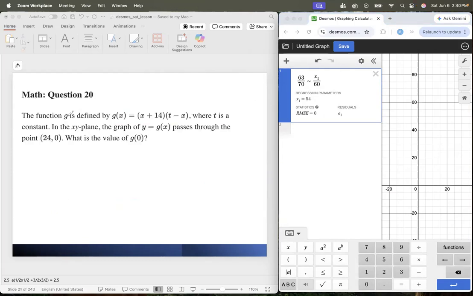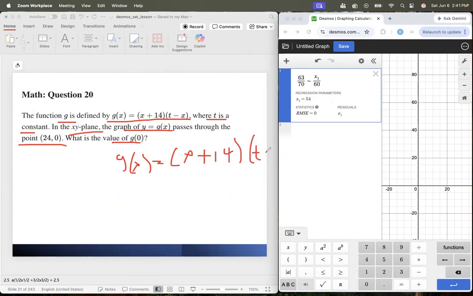Question 20. G is a function defined by this, where t is a constant. In the xy plane, the graph y equals g of s passes through this point. What is g of s? There are so many ways you can do this. Some people will put this in Desmos and do regression, but this answer choice is straightforward. If you write the equation, you can see that something is staring at you right away, and then you can input the information. You don't have to waste too much time. Desmos will do the same thing, but this is your key money point.